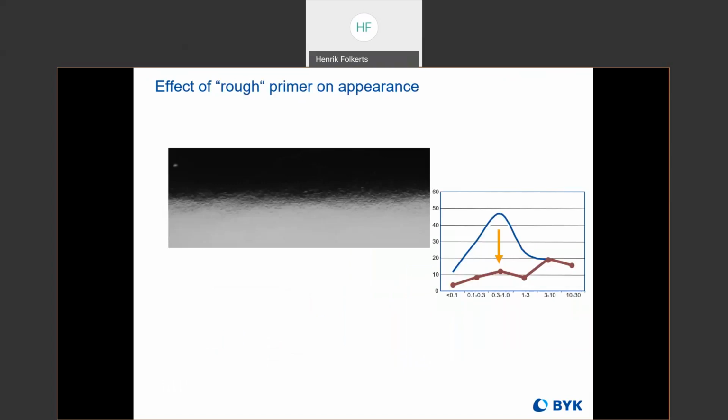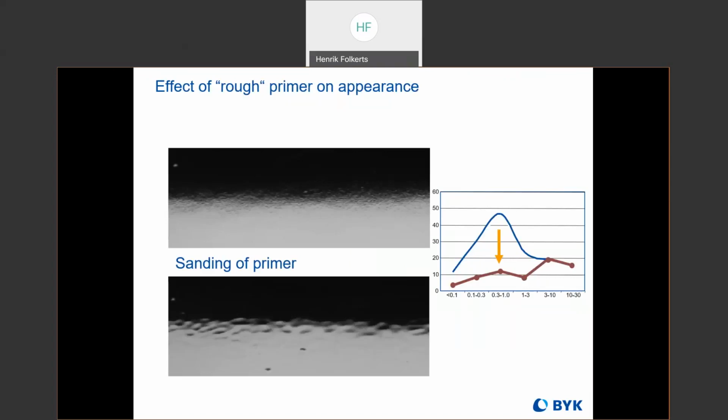So here's another example. Here we have a surface. The surface at the top doesn't look very good. It has pretty high short wave, pretty significant long wave. It's giving a kind of sandy look with poor DOI. And so one thing you can do to improve the look of that surface is by sanding the primer.